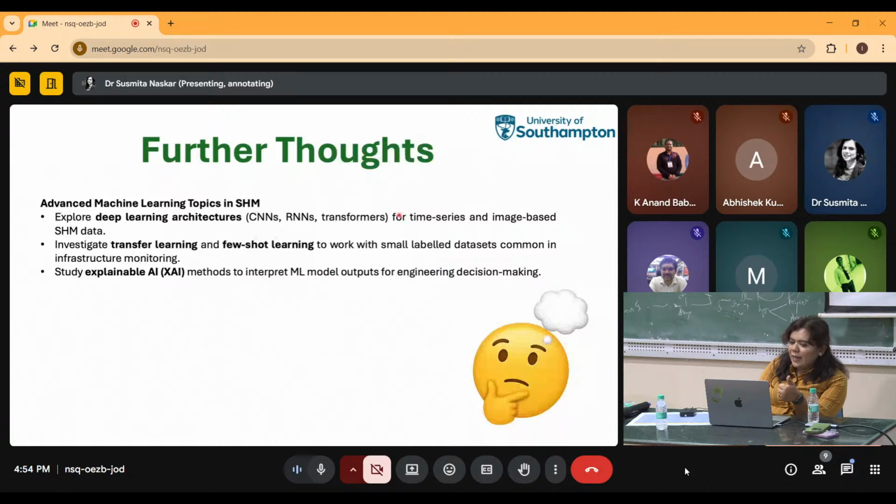So deep learning architecture, transfer learning, and explainable AI, and how they are actually helping. They are all modern advanced machine learning models which are recently being used in SHM, and I will suggest you have a go and look into that. Try to look into more about image processing data or time series and how it could possibly be applied there.